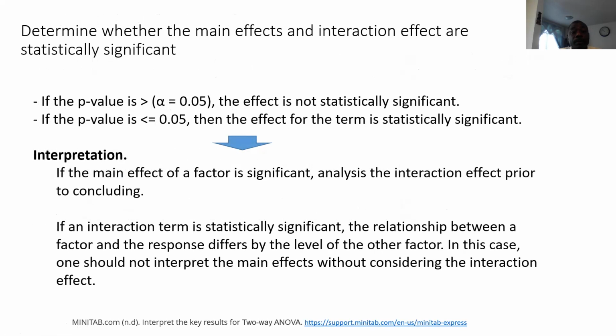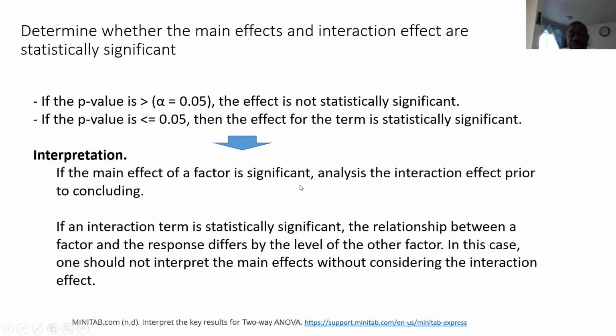So now we will determine whether the main effect and interaction effect are statistically significant. If the p-value is above 0.05, our significance level, the effect is not statistically significant. On the contrary, if the p-value is below, then the effect for the term is statistically significant.